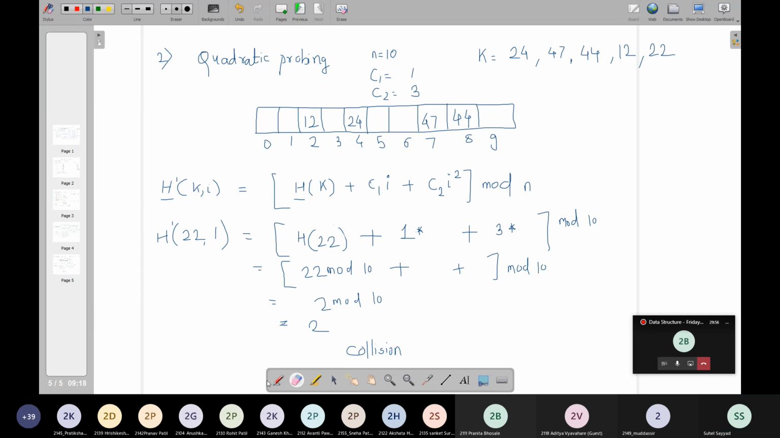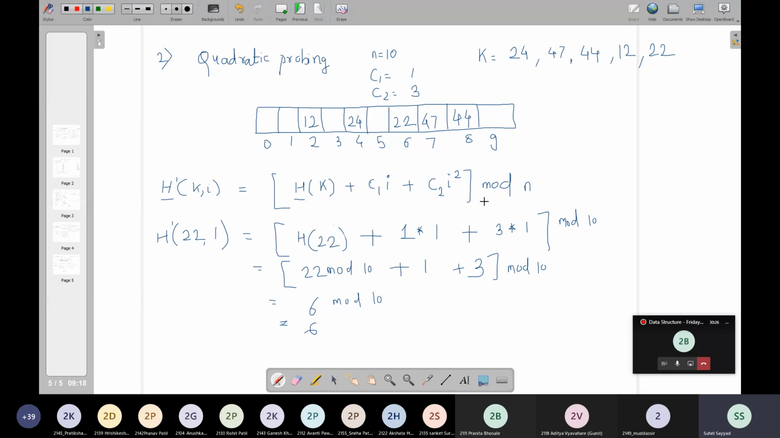6. Very good. Yes, it will come out to be 6. So is 6 available? Yes, 6 is available. So that is not a collision in this case. Again, if we get a collision, then we'll increment the value of i by 1. So the concept remains the same. So this value 22 will now be stored at 6. Is it understood, students, the working principle of quadratic probing?